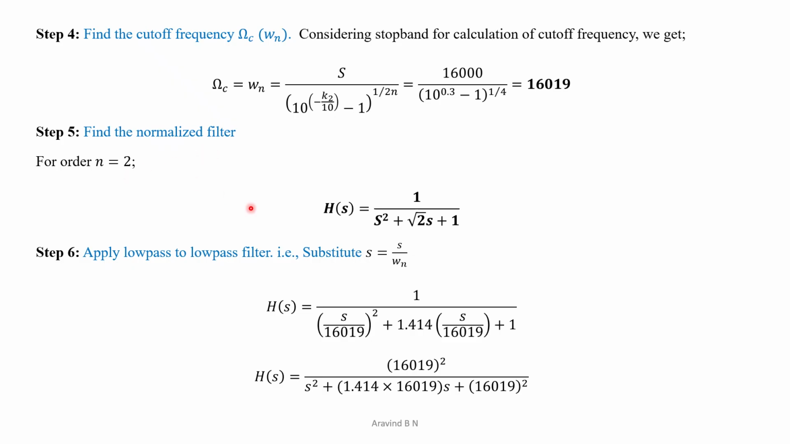Now we are going to have the normalized Butterworth filter representation. For order 2, it is given by H of s is equal to 1 divided by s square plus root 2 s plus 1. Now apply low pass to low pass conversion by substituting s is equal to s divided by omega n. Now after that, we are going to get H of s as this expression.